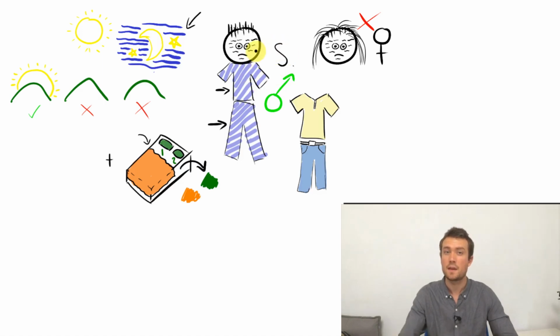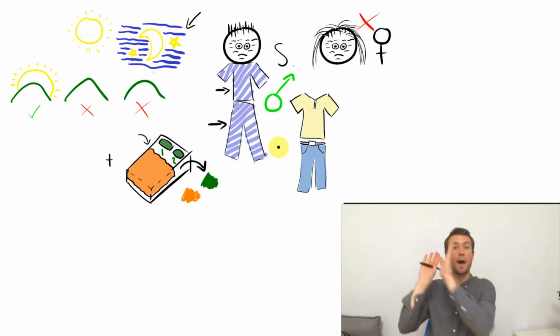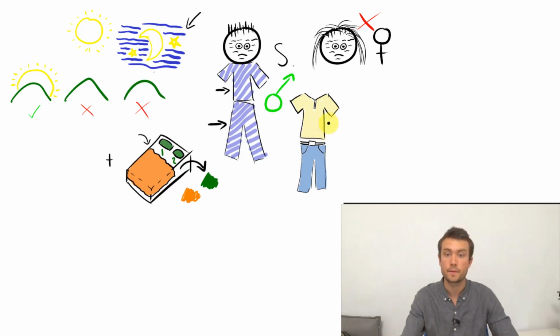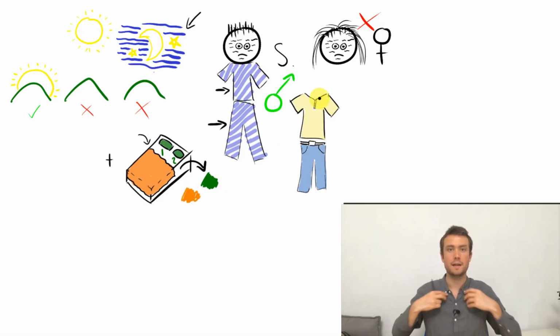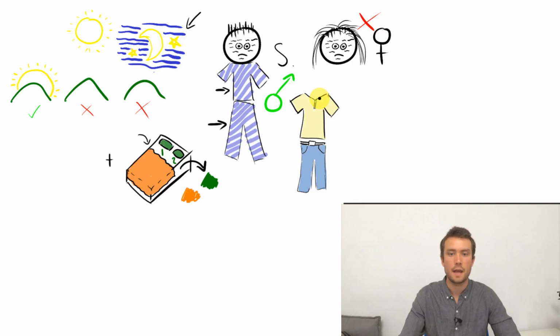Mr. Smith doesn't only have his pajamas. He also has other clothes, like these clothes. These are Mr. Smith's other clothes. A top, a t-shirt, and pants.